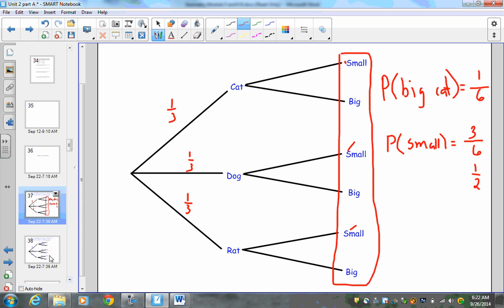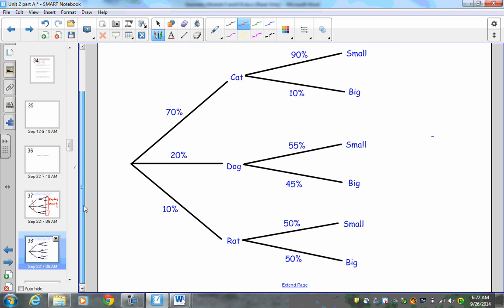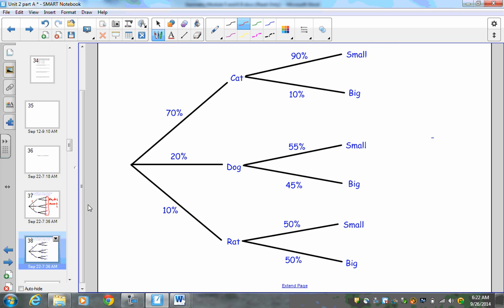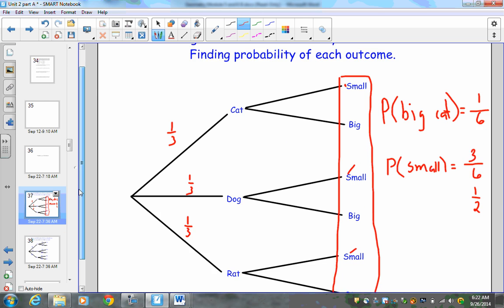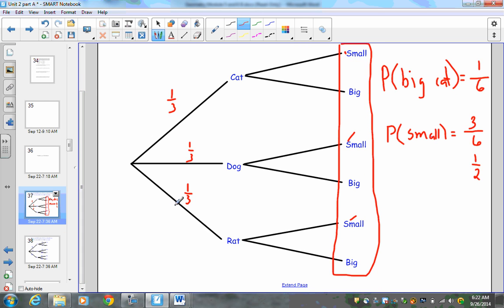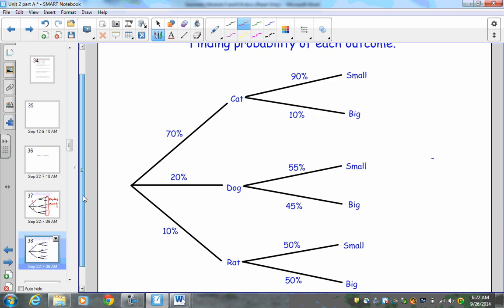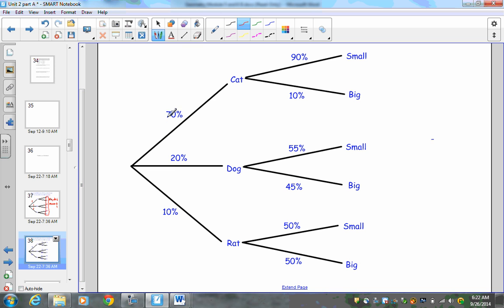But let's say we change it up, and now all of a sudden we have this information here. Notice that with the cat, the dog, the rat, normally in an ideal situation, it'd be a 1/3 probability that you'd be choosing one of these three animals. But now, notice that I've already put some weights, or percentages, in my tree diagram. So now the probability changes. All right, so let's go back to that original first question, the probability of a big cat. I'm just going to abbreviate and say big C.